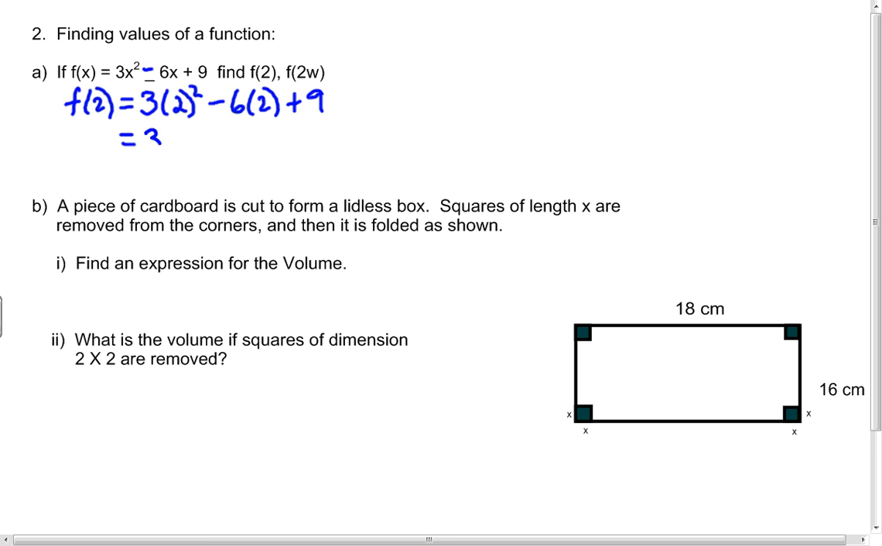Watch your order of operations. 2 squared is 4, minus 12 plus 9. 3 times 4 is 12. 12 take away 12 is 0. 0 plus 9 is 9. So f at 2 equals 9.